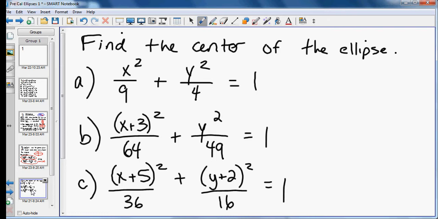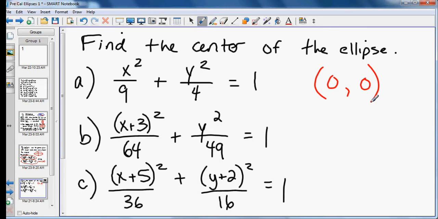So for this very top equation for a, we have x squared over 9 plus y squared over 4. To get the center, we're looking for what's subtracted from the x and the y. Well, in a, nothing is being subtracted from the x, so that's 0. Nothing is being subtracted from the y, so that's also 0. So the ellipse in part A has a center at (0, 0).